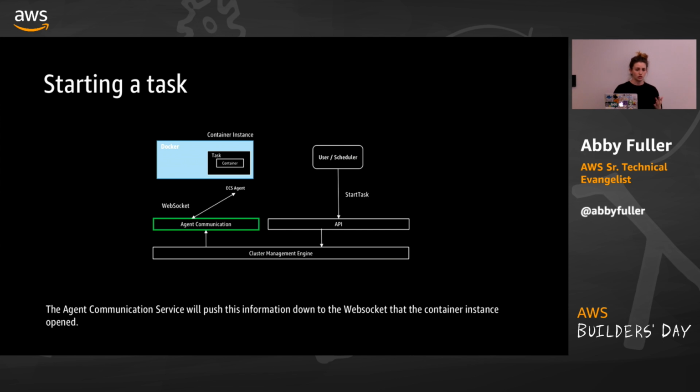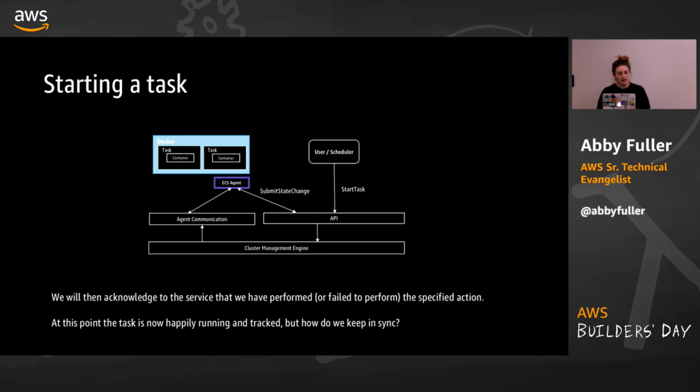If you've ever looked in the ECS console before, every instance has its own copy of the ECS agent that the ECS optimized AMI starts for you, and if that ECS agent is no longer registered, you can't schedule to that instance anymore. Once that request has been sent, our service will acknowledge that it either performed or did not perform the update. So stopping a task, starting a task, restarting it.